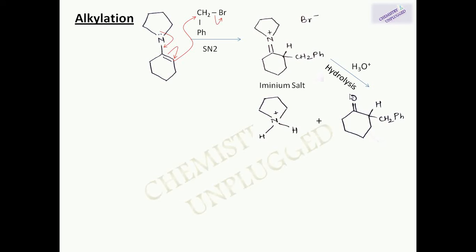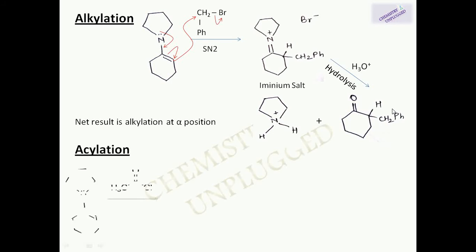atom of cyclohexanone. So basically this enamine is formed from pyrrolidine and cyclohexanone. We have seen earlier that this enamine is formed from pyrrolidine and cyclohexanone. So after the alkylation and hydrolysis, finally we have this group attached on the alpha carbon of cyclohexanone. So the net result of this reaction is alkylation at the alpha position.